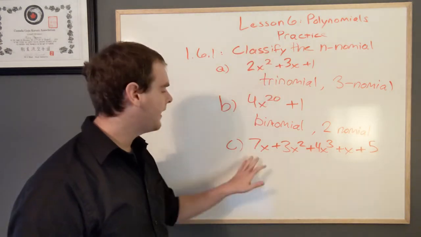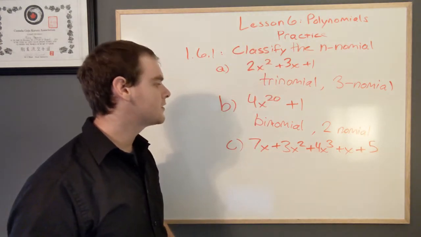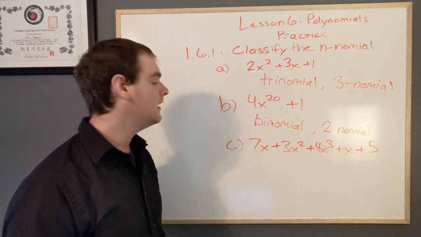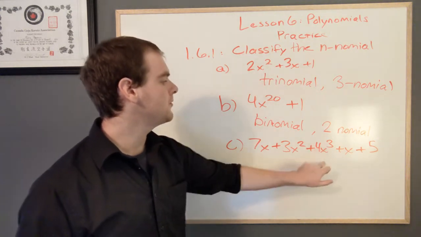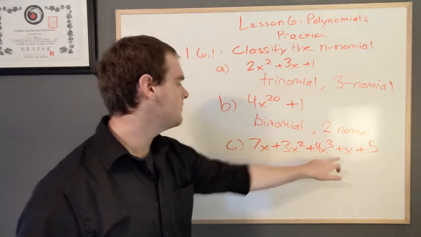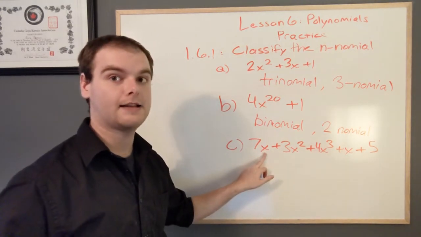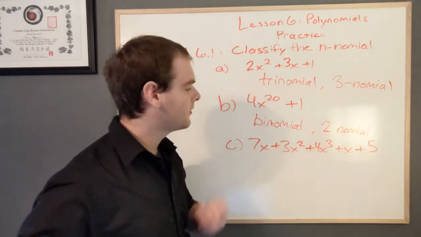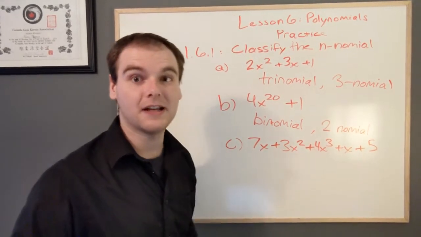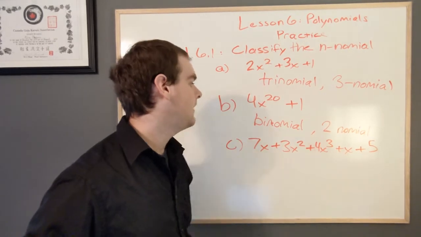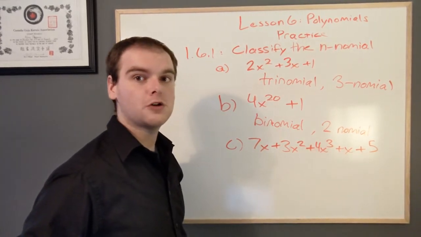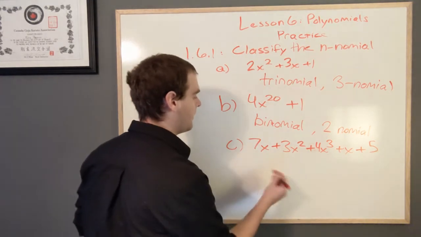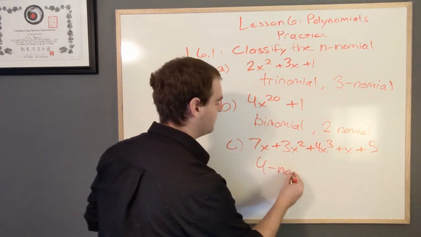This last question, I have 7x plus 3x squared plus 4x cubed plus x plus 5. Although I have 1, 2, 3, 4, 5 terms, two of those terms have just an x. So we have a repeated exponent on the variable, so I don't count the second one. So although I have 5 terms, I only have 4 terms with unique exponents on the variable. So I have a four-nomial.